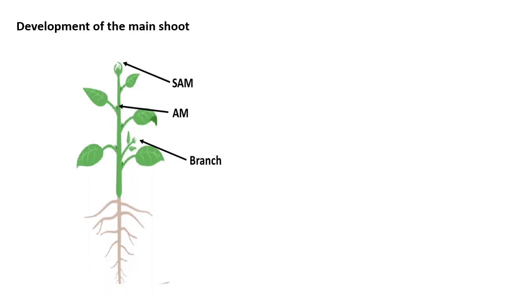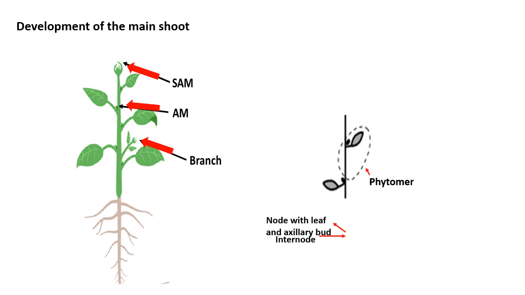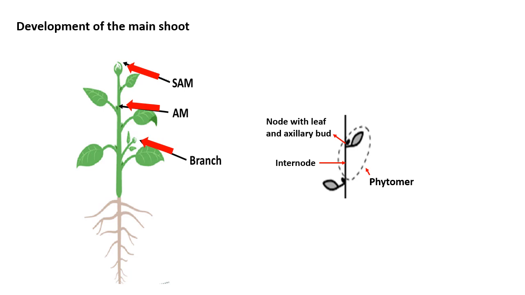Coming to the first objective of this module, the development of the main shoot: during embryogenesis the apical-basal axis is established and this is maintained throughout the plant's life. The whole above ground body of the plant is derived from this SAM through the iterative production of phytomers. So what are phytomers? Phytomers typically consist of a stem segment with an associated leaf. This is the phytomer highlighted here with a dotted line, which consists of a node with leaf and axillary buds as well as the internode of a stem.